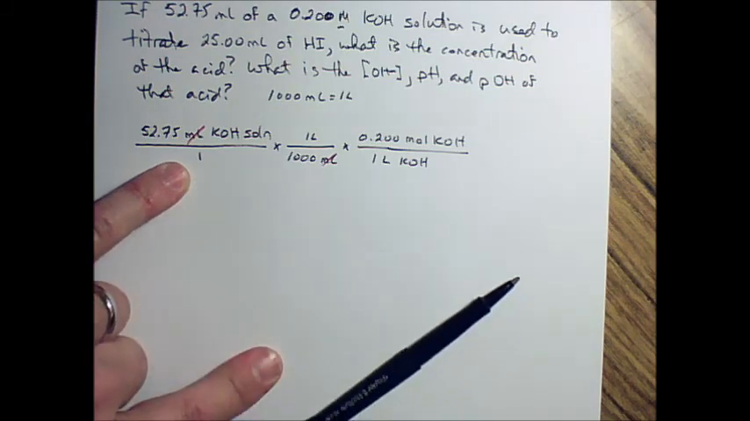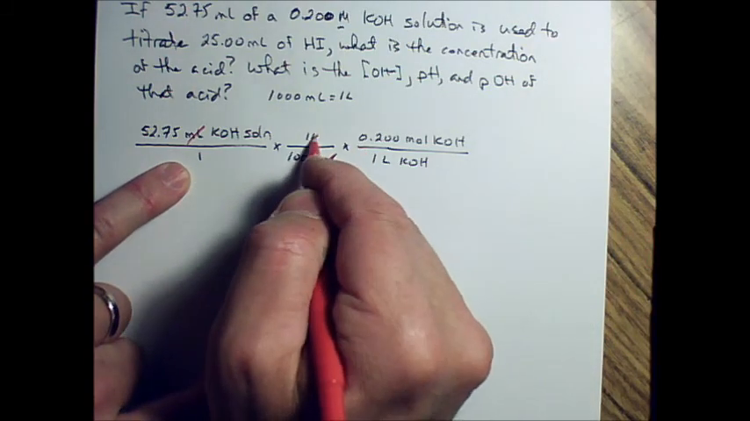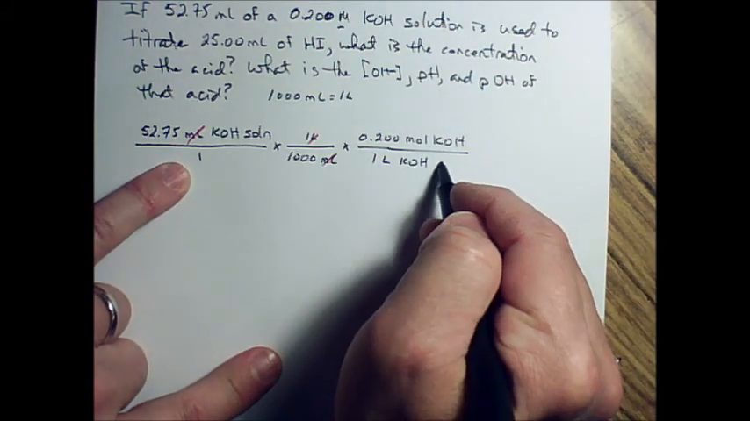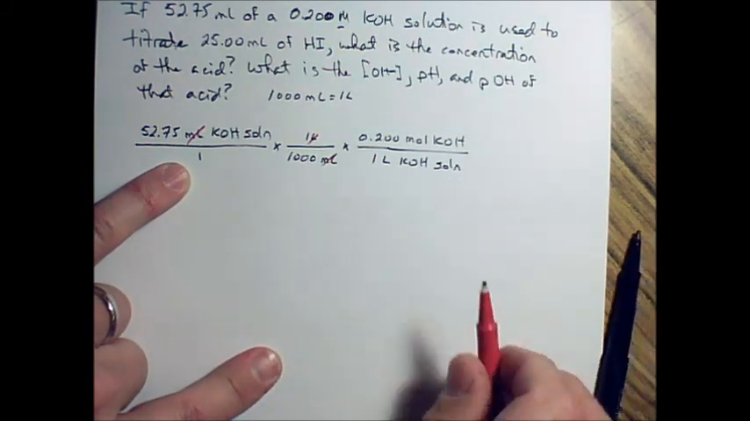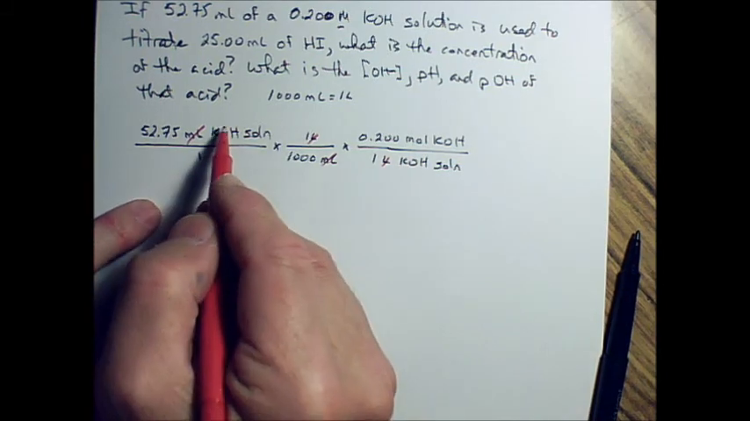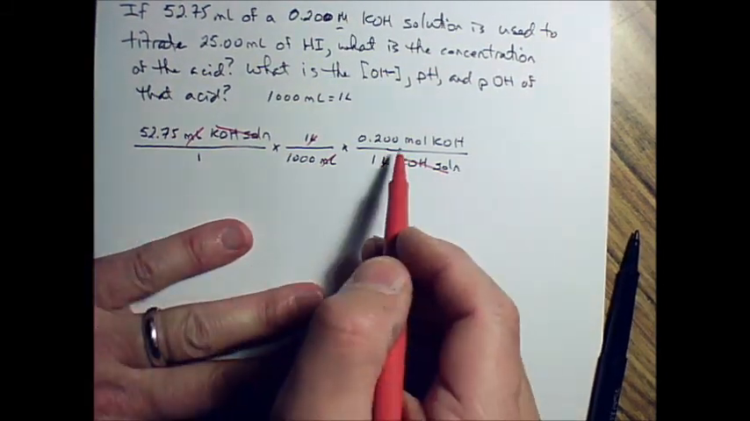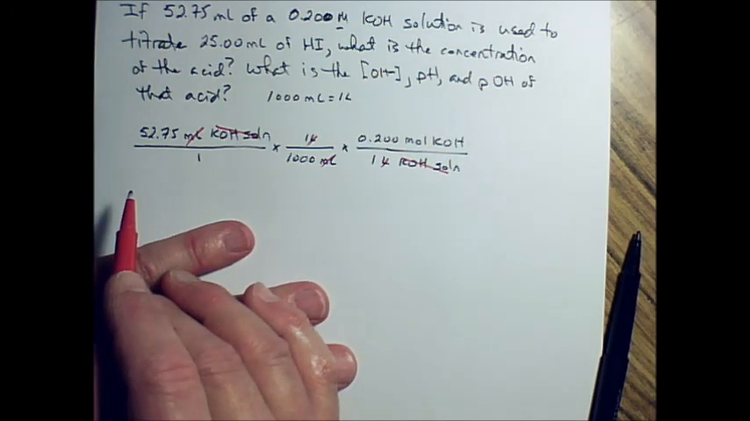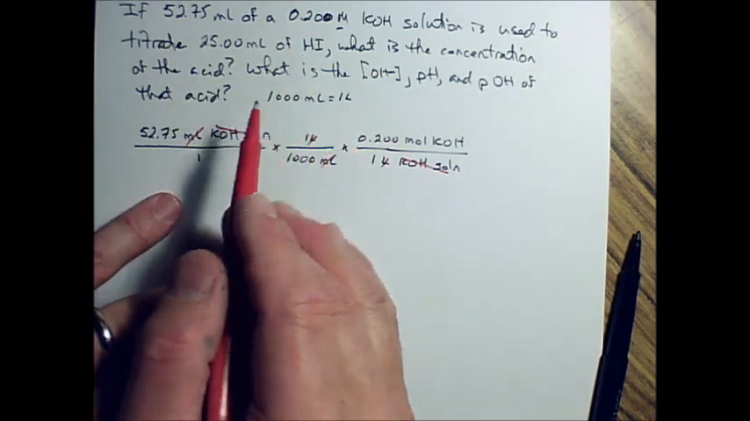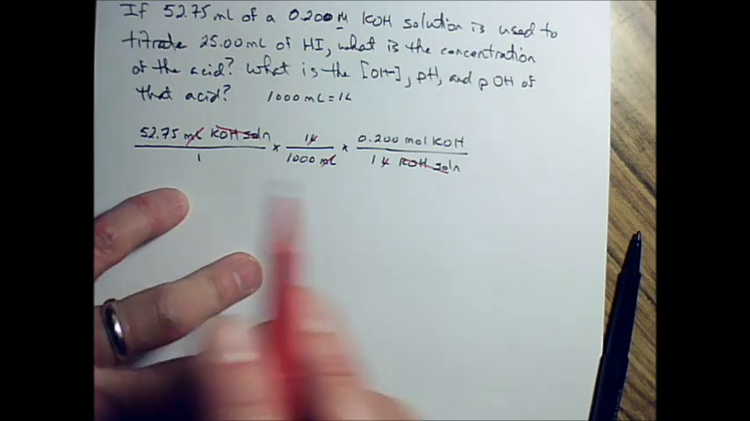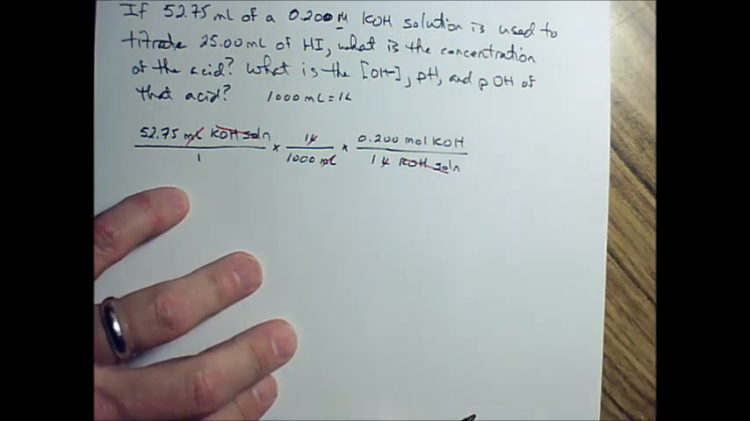Okay? Well, now we can cancel liters. We can cancel KOH solution. I'm canceling as I go. I'm now at moles of KOH. But the question's asking me to find the concentration of the HI. So now I need a balanced equation.